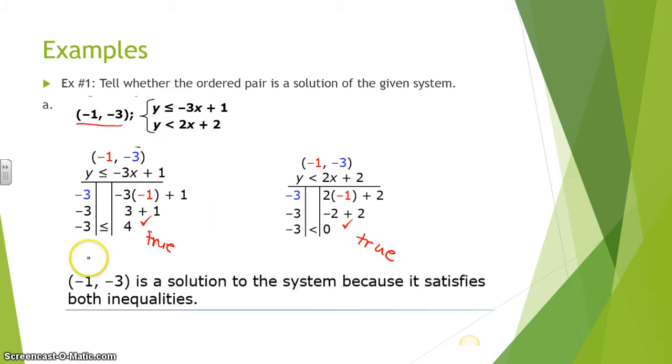So the final answer, after we've substituted and solved, is that (-1, -3) is a solution to the system because it satisfies both inequalities, making them true.